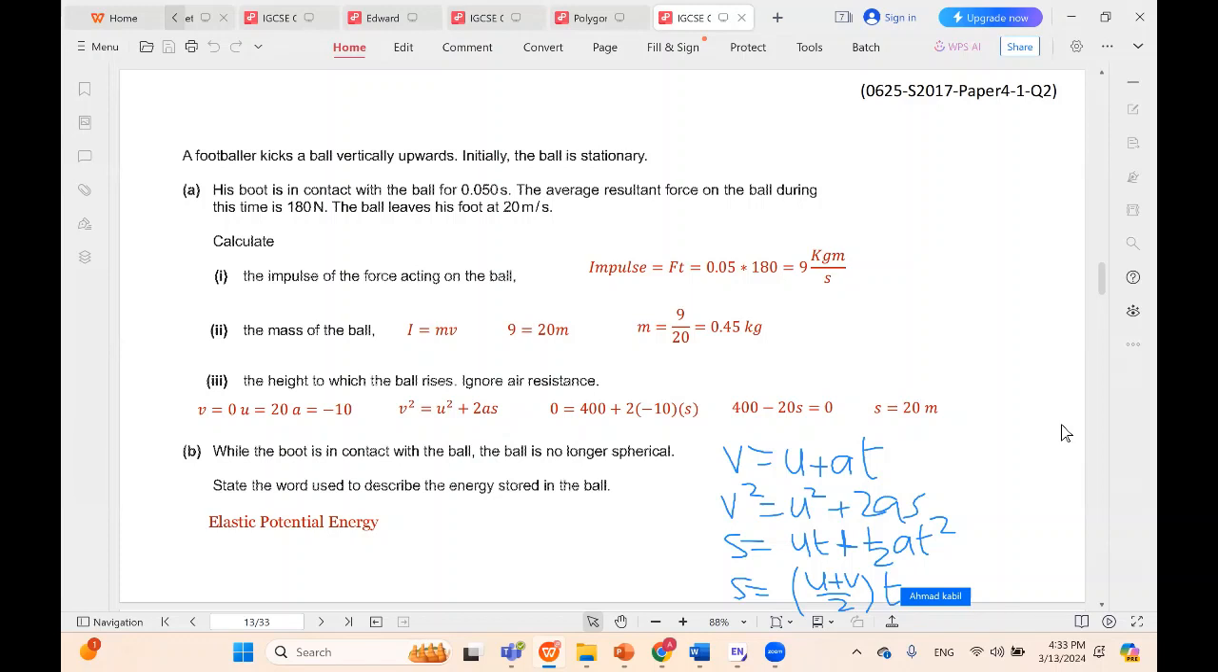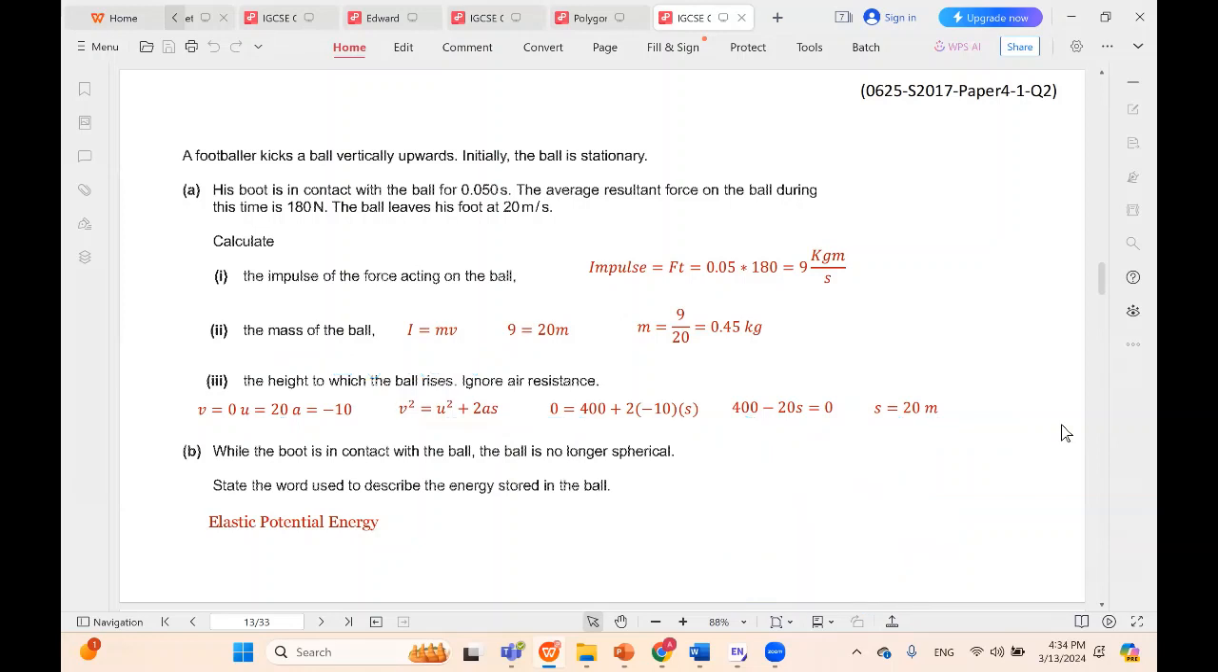Now, in this case, we want the height to which the ball rises, ignoring air resistance. So the height is S. And since this is the maximum height, we know that the speed must be 0. And the acceleration due to gravity is -10. And of course, the initial speed is 20. This is already given. And we use v squared equals u squared plus 2as. And we solve for s. So 0 equals 400 plus 2 times -10 times s. 400 minus 20s equals 0. And s equals 20.